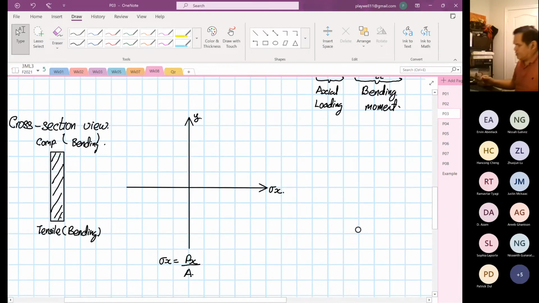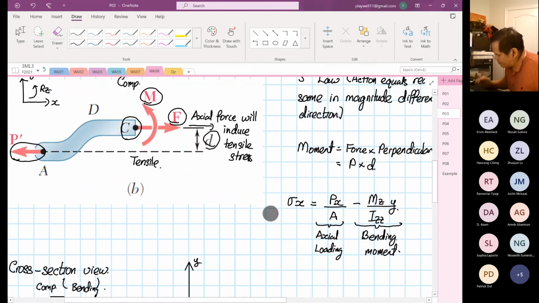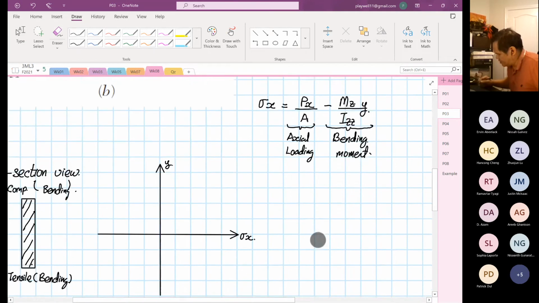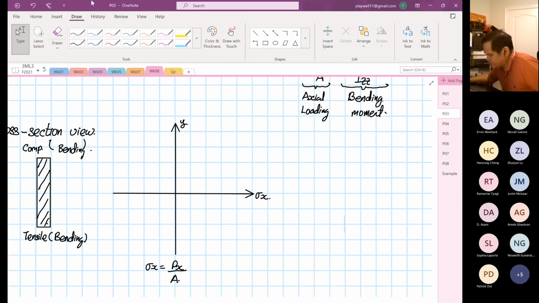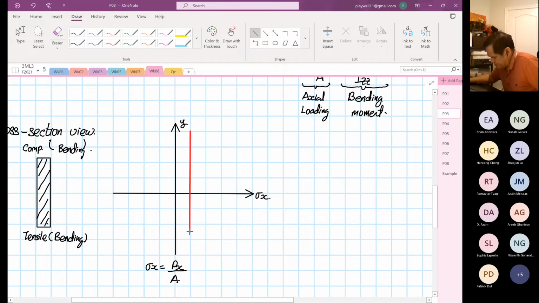Yeah, Px/8. So based on this diagram over here, it's tensile. When it's tensile, this is our stress, and it is independent of the y distance. So this is our stress. I'm going to draw exactly where it stops. At this point, we have a positive Px/A.